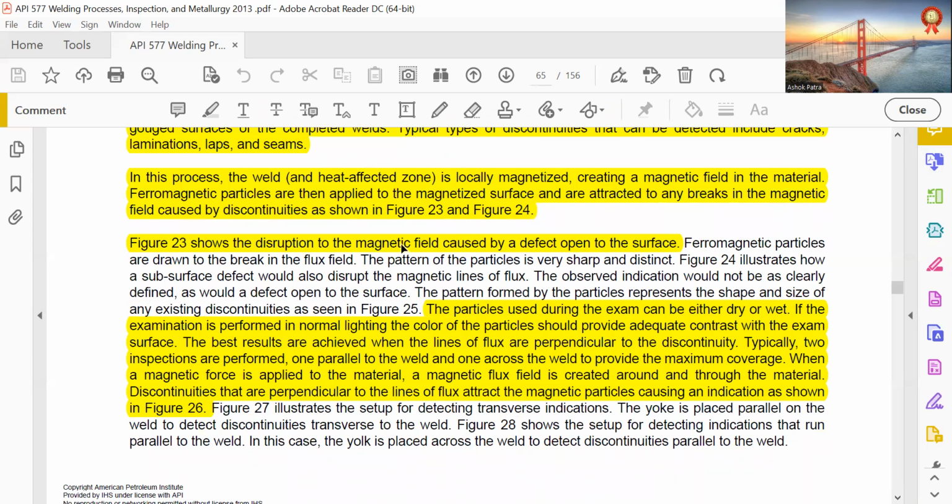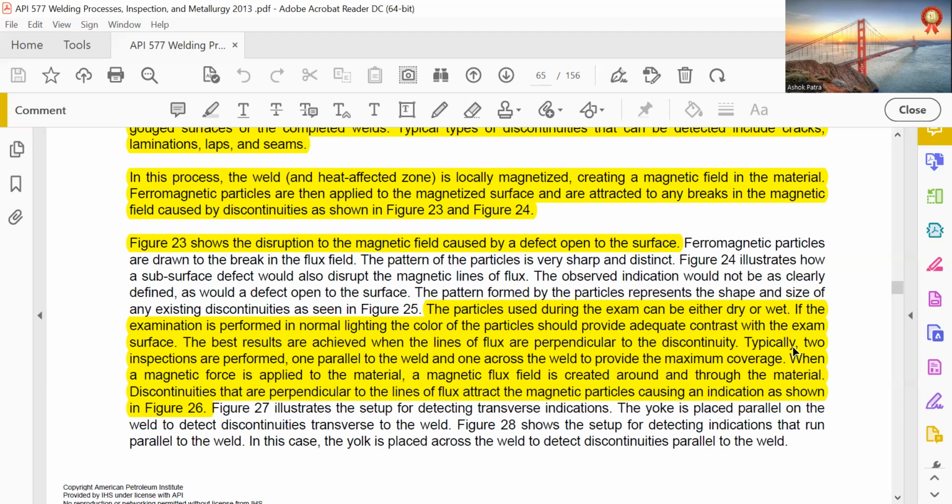So the disruption of the magnetic field is caused by a defect open to the surface or very near to the surface. The particles used during the exam can be either dry or wet. If the examination is performed in normal lighting, the color of the particles should provide adequate contrast with the exam surface. The best result is achieved when the lines of flux are perpendicular to the discontinuity.